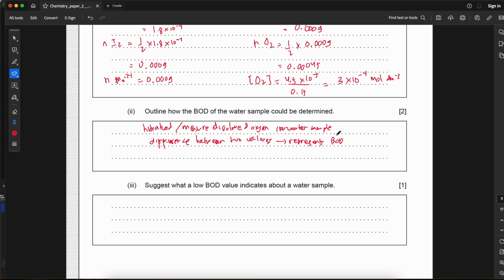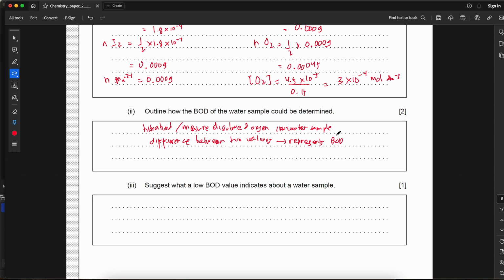How? To determine BOD of a water sample, dissolved oxygen is first measured right after collection. So when the sample is collected, dissolved oxygen is directly measured by doing titration, and then it is stored for 5 days. This allows microorganisms in the sample to consume organic matter. And then DO is measured again after 5 days of storage. Then the difference in DO is calculated. The difference represents BOD.